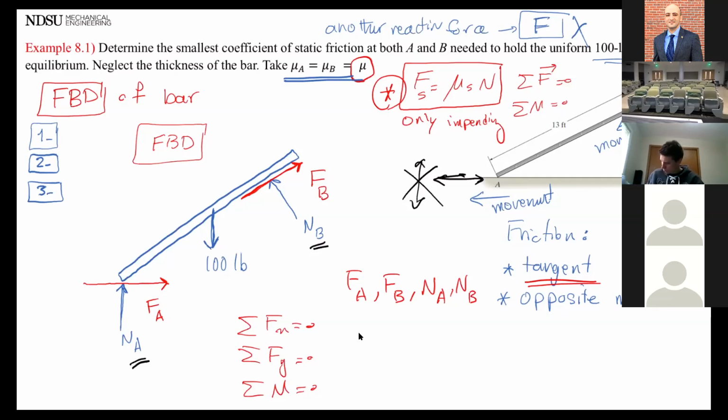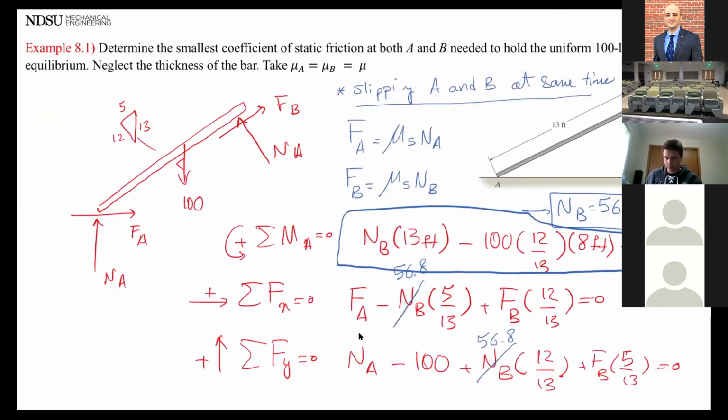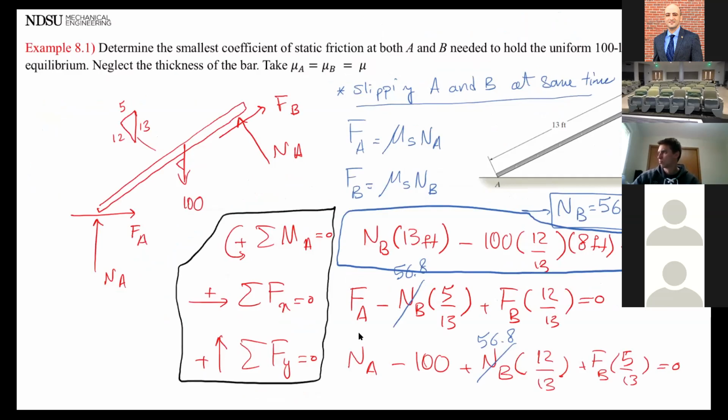Okay, after this point, again, nothing new. You know the equations of equilibrium. We have our normal 3 equations of equilibrium, but we can add 2 more by stating this assumption and writing this sentence here. We say slipping happens at A and B at the same time.